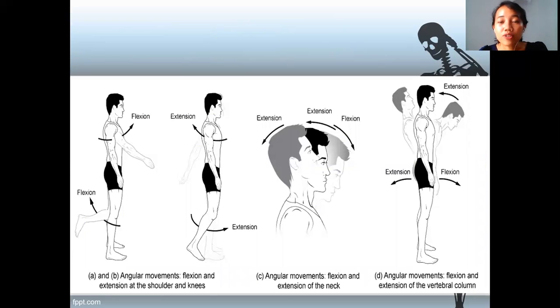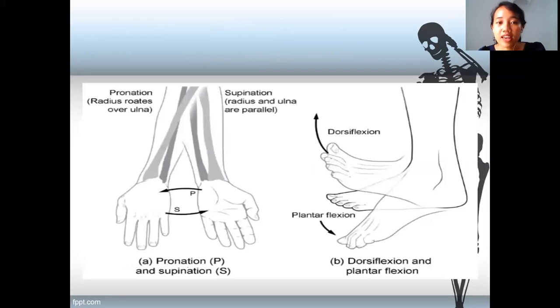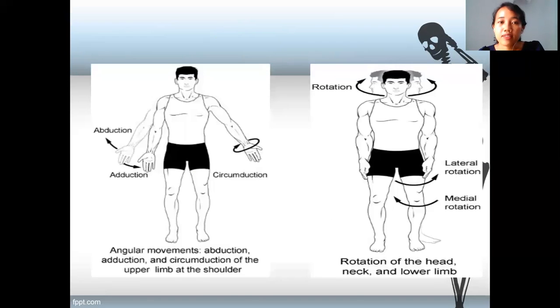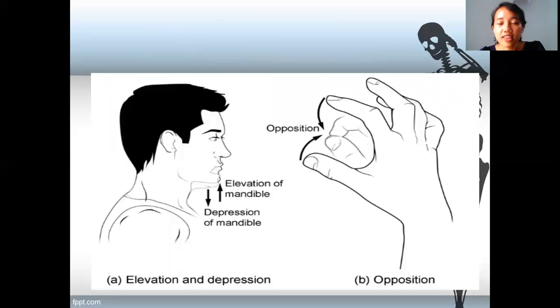Okay, here are also some examples of ROM or range of motion in your arms, in your head doing extension and flexion, in your hips, and here in your hands, in your toes, and also here in your head also. And here in your chin and also in your fingers.